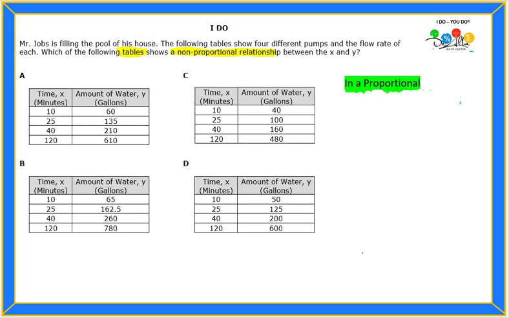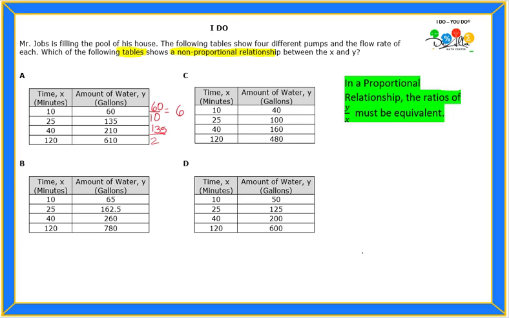So in a proportional relationship, the ratios of y over x must be equivalent. Okay, so what does that mean? Well, ratios means a fraction, right? So for example, in letter A, I will need to divide the y over the x, which will be 60 over 10, and that gives me a 6, right? And then I will need to divide 135 divided by 25. Yes, and that gives me 5.40 or 5.4.